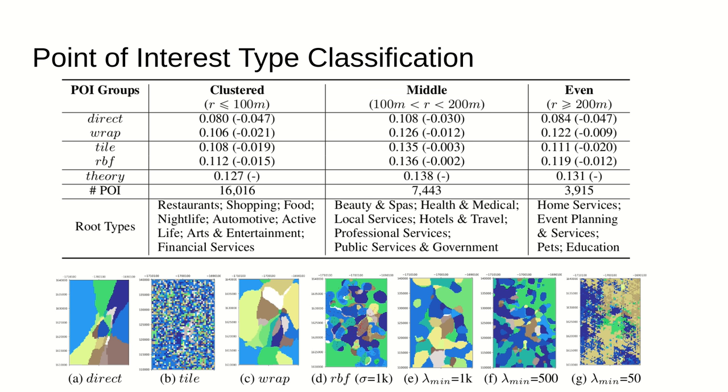For the POI type classification task, we found that baseline methods without scale-related parameters, such as direct and wrap, or with built-in scale parameters, such as tile and RBF, are not performing ideally across all scales, while our theory model can handle distributions at different scales. We also do hierarchical clustering on their response maps. We can see that when restricted to a large grid size, say 1,000 meters, our theory model has similar representation and performance compared to the RBF model, while it is able to significantly outperform RBF models when small grid sizes are available.